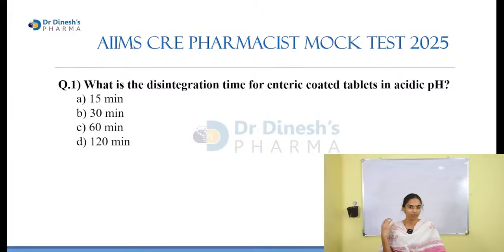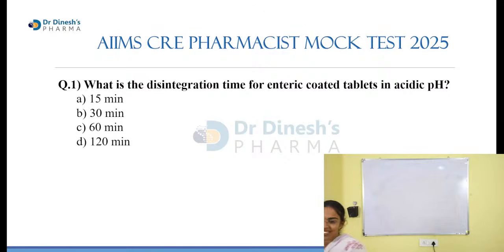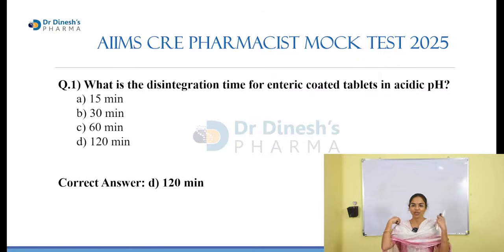Most of us may go wrong because of time constraint and everything. So many things happen during the examination. So in acidic pH is our question, and the right answer is, what's the right answer? The right answer is 120 minutes. So once we will go through the disintegration times for various tablets.